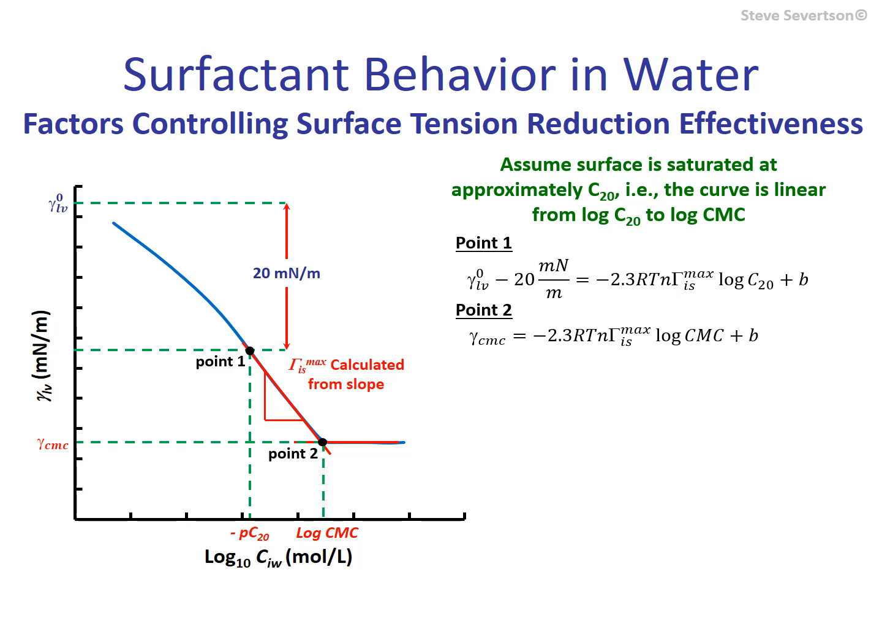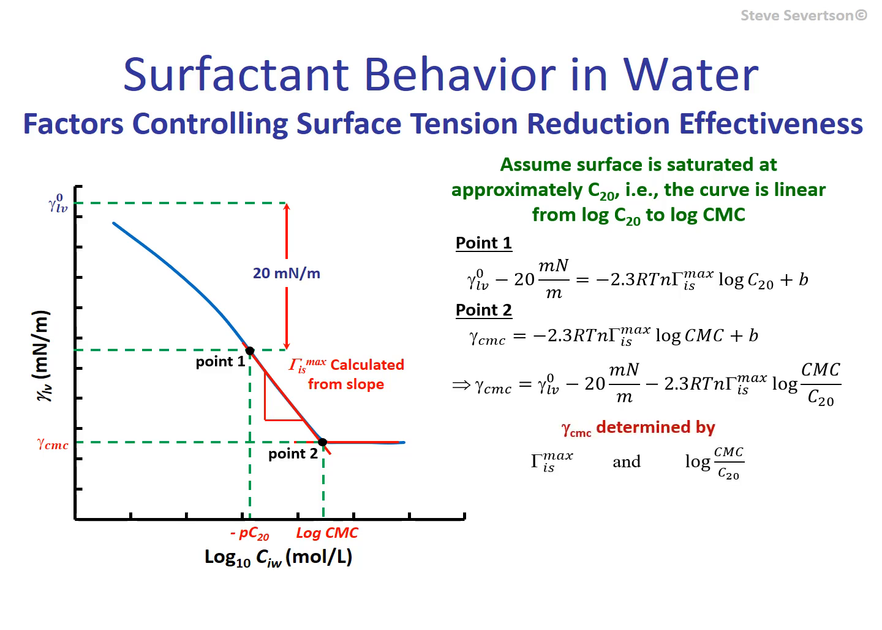By subtracting one from the other, we obtain a relationship between the surfactant's gamma CMC, C20, gamma S max, and CMC. The equation tells us that the extent of the surface tension reduction is extended by increasing a surfactant's maximum excess surface concentration, increasing its CMC, and lowering its C20 value.